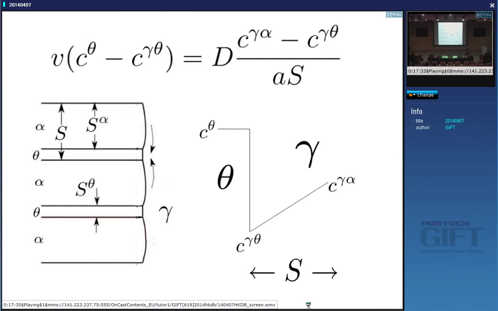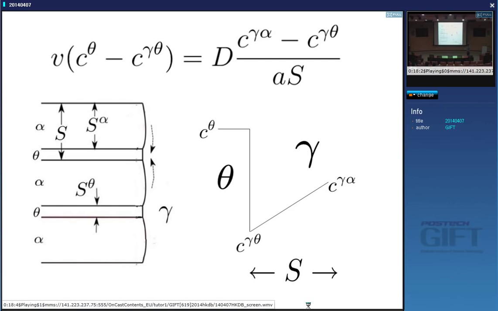This is the composition of cementite, which has 6.67 weight percent of carbon. This is the composition of the austenite that is in equilibrium with cementite over here. And this is the composition of the austenite, which is in equilibrium with ferrite. And we saw in the previous phase diagram that C gamma alpha is greater than C gamma theta. So there's a gradient here which is driving this flux here.